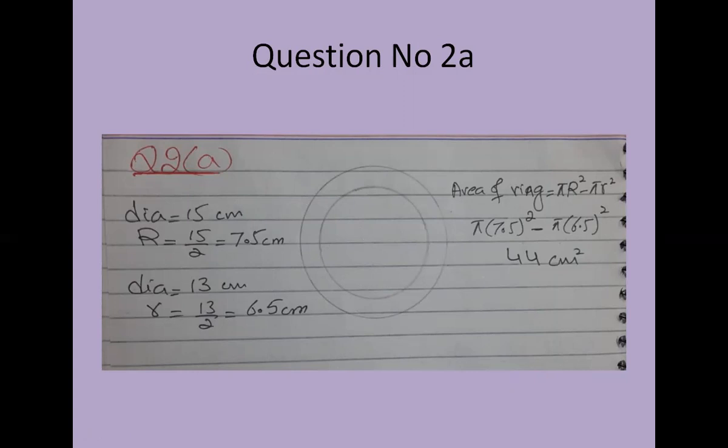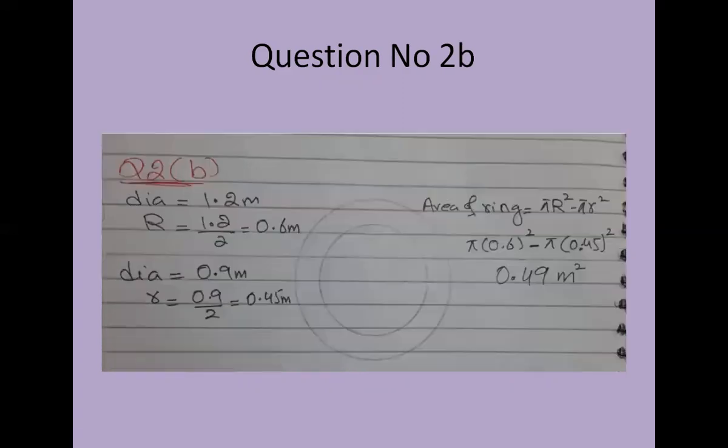If you want to find the area of this ring, the formula is pi R squared, where capital R is the external radius, minus pi r squared, where small r is the internal radius. So you will have pi 7.5 squared minus pi 6.5 squared, and that will give you the value 44 centimeter squared. So this is how you do question number 2, A part.